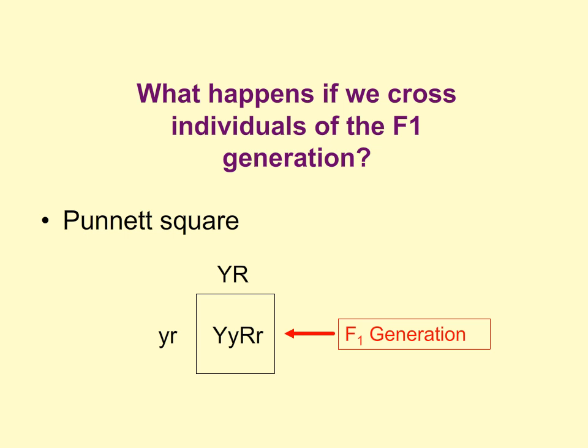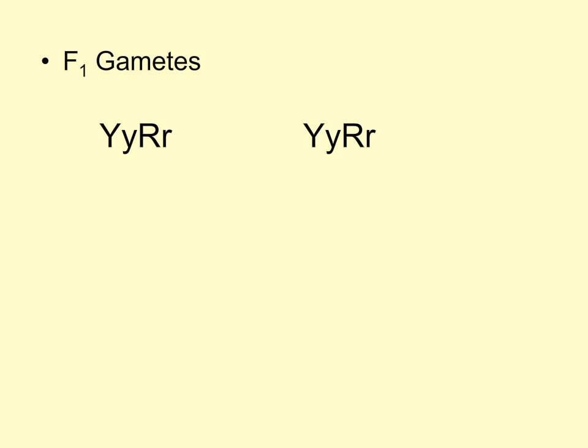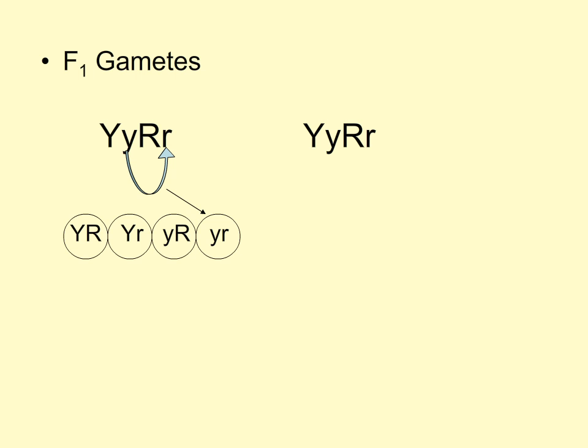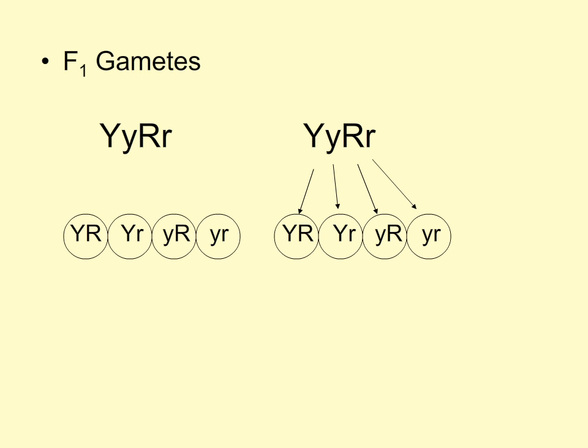This is a bit more complicated. The parents are heterozygous for both characteristics, so there will be more gamete combinations. To figure out the combinations, we combine the first allele for color and the first allele for shape. Then the first allele for color and the second allele for shape. The second allele for color and the first allele for shape. And the second allele for color and the second allele for shape. That's 4 different gamete combinations. And the other parent has the same combinations.